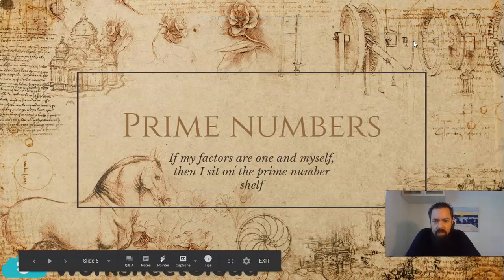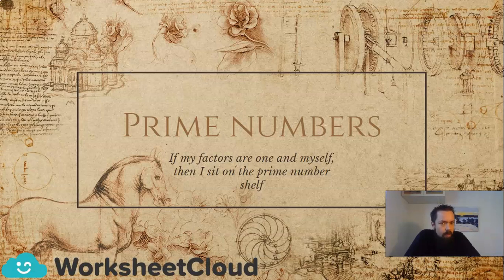Prime numbers. So remember we pointed out that a couple of them only had one pair of factors or two factors. Those are prime numbers. So if there are only two numbers that fit in exactly, it's going to be 1 and itself. And I have a little rhyme, and this is probably the closest you're going to get me to singing on a platform like this. I definitely wasn't on Idols because I know I can't sing. But if my factors are 1 and myself, then I sit on the prime number shelf. That's a little rhyme that I use to remember which are prime numbers. So when I say sit on the prime number shelf, I mean that I'm a prime number.